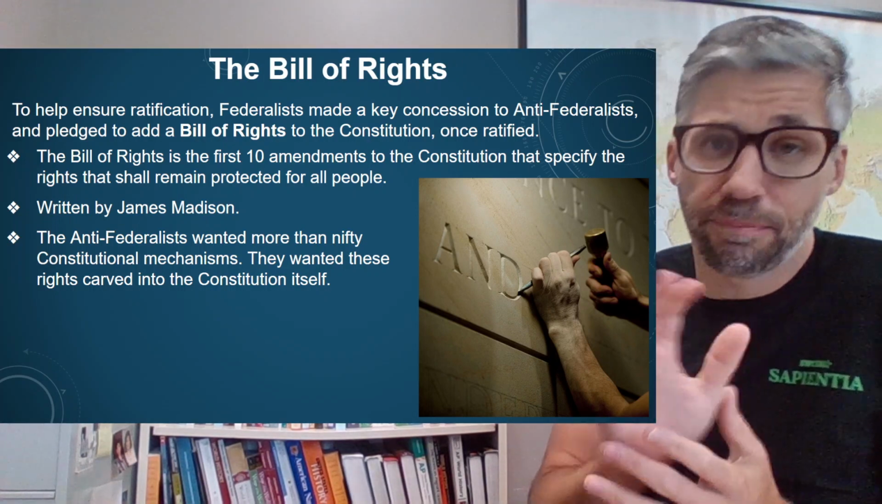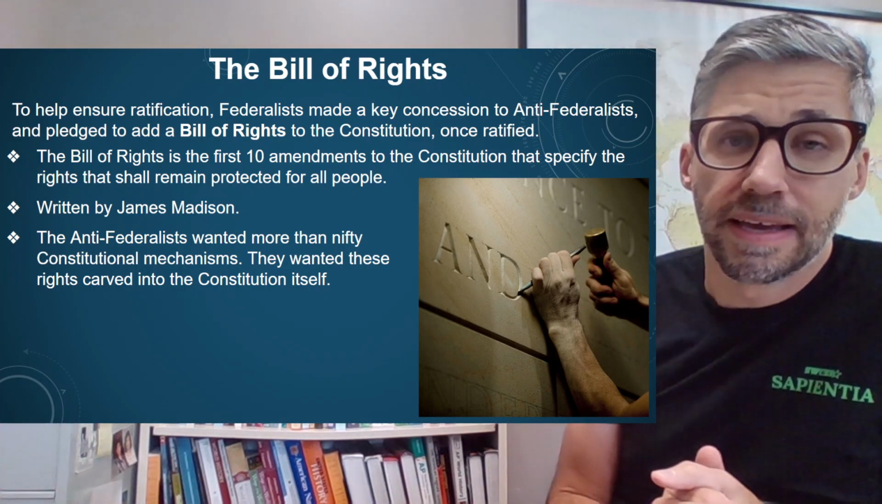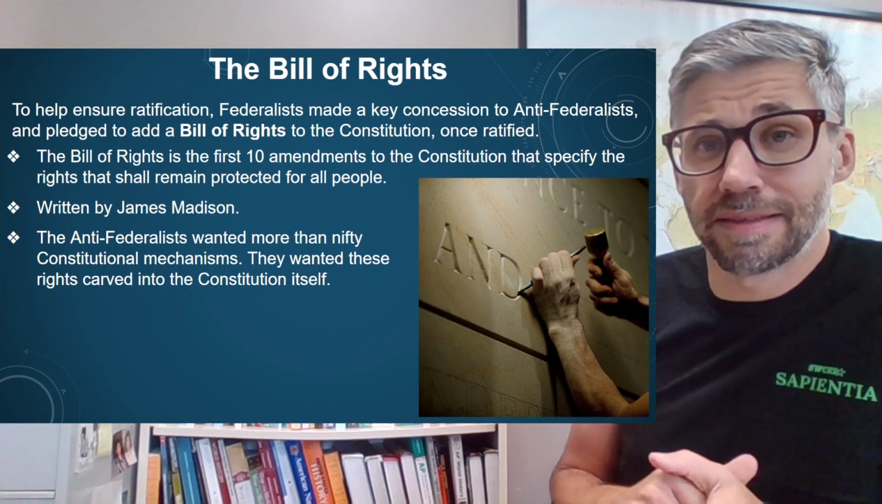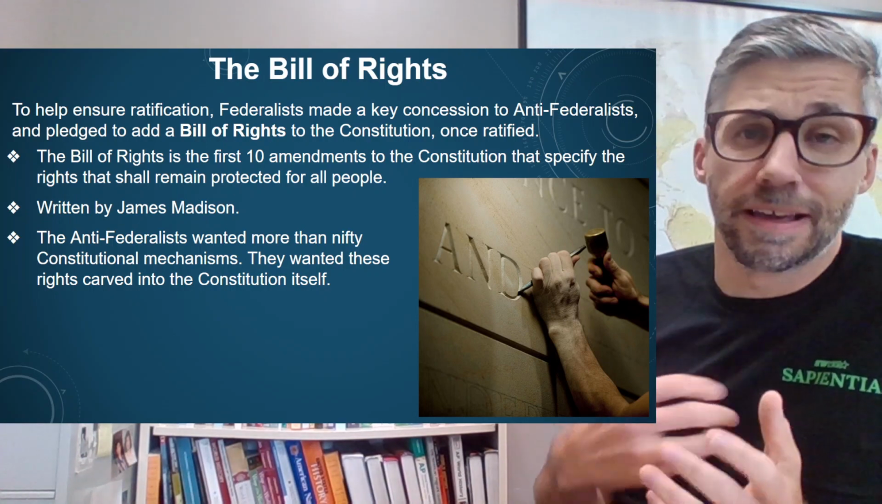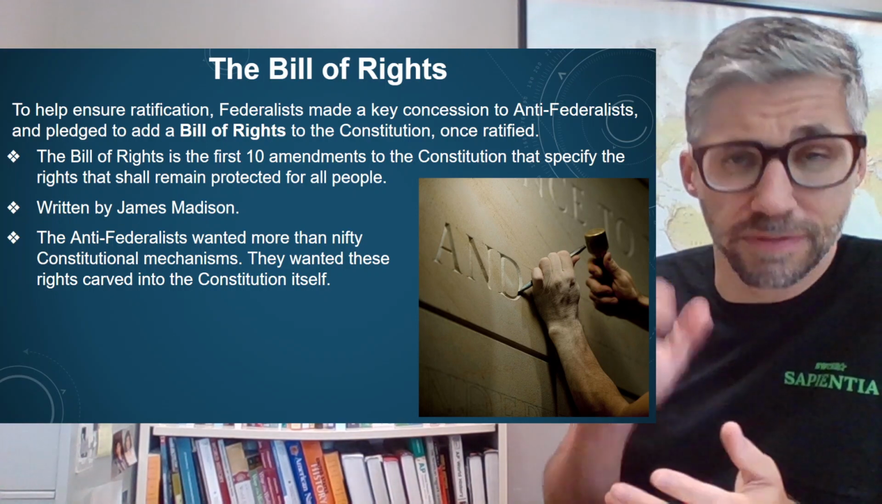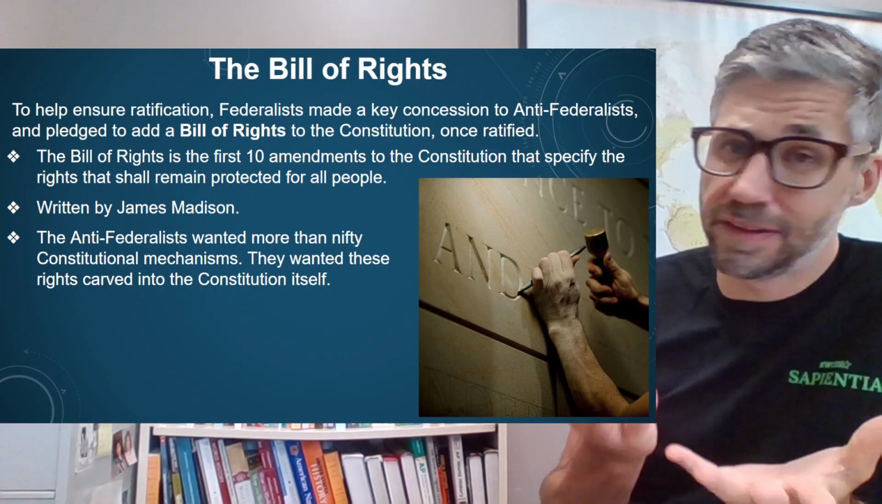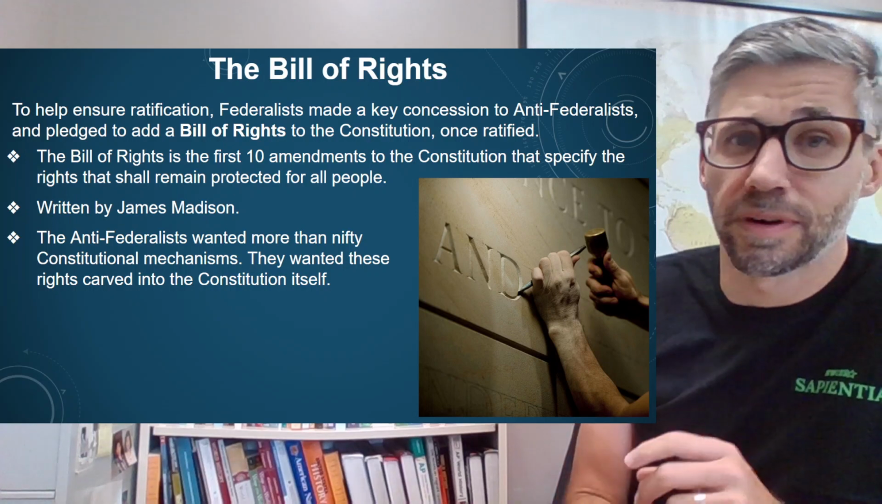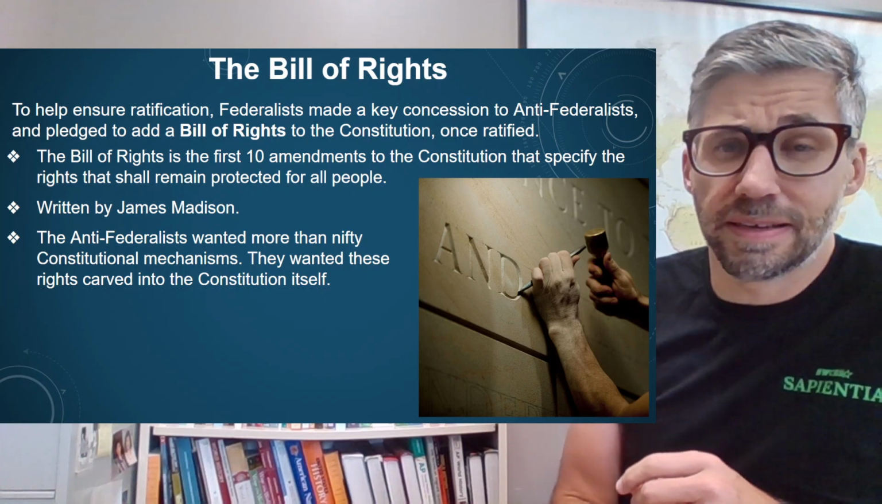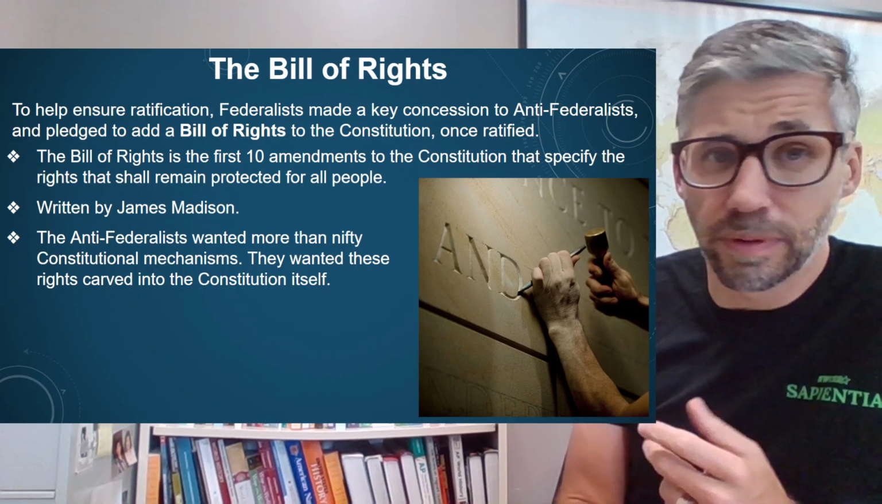And at that point, enough anti-federalists said, okay, you got yourself a deal. We will vote to ratify as long as we get to be part of that process of establishing that list of rights that are going to be permanently protected. And we have there a great example of American compromise working to allow the process to move forward.